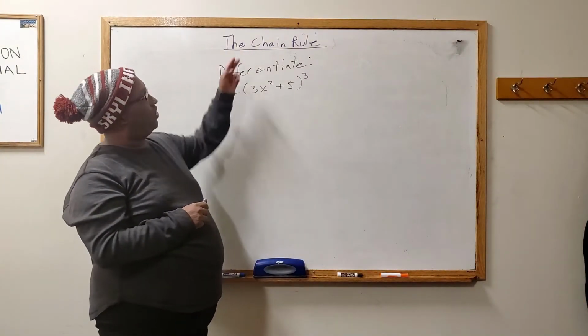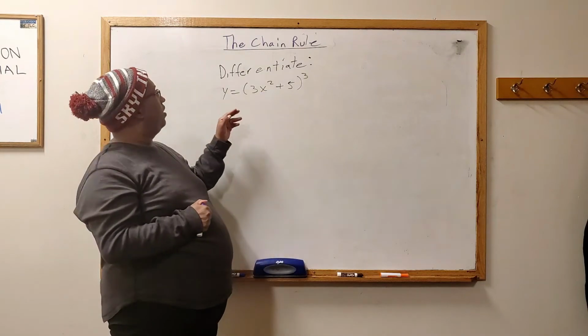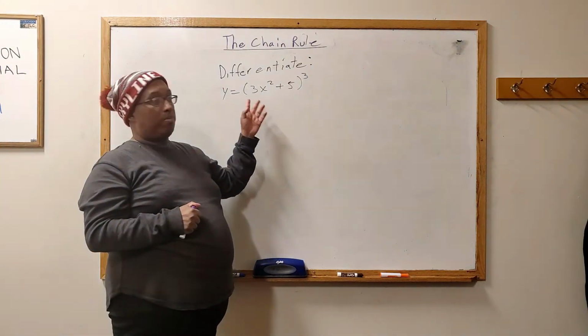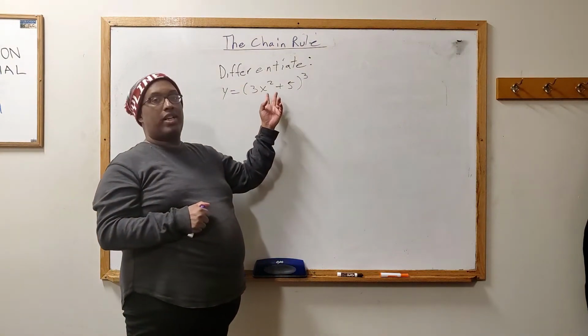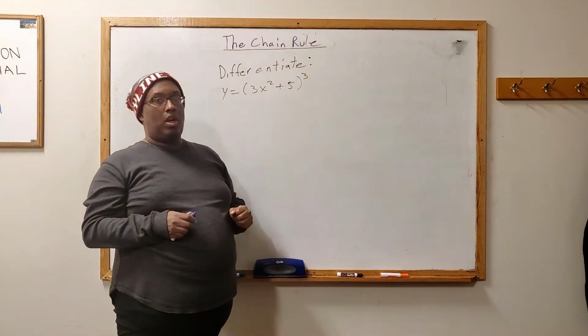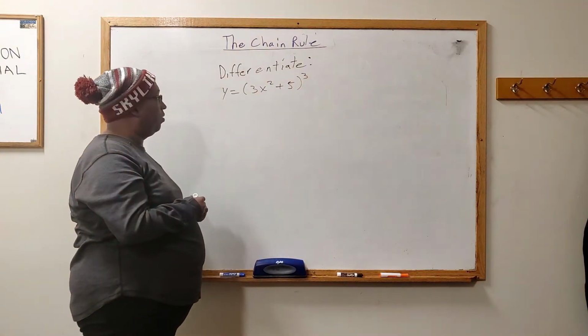We're going to go over the chain rule and we're going to try to differentiate some problems. Here we're going to differentiate this because we have the quantity inside the parentheses raised to a power. We need to use the chain rule. And so let's go over what the chain rule looks like.